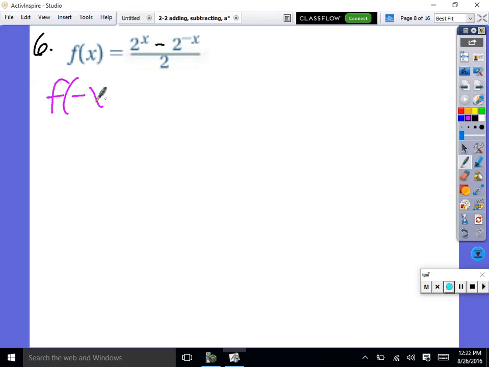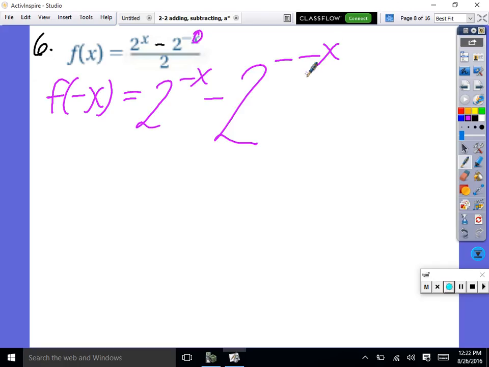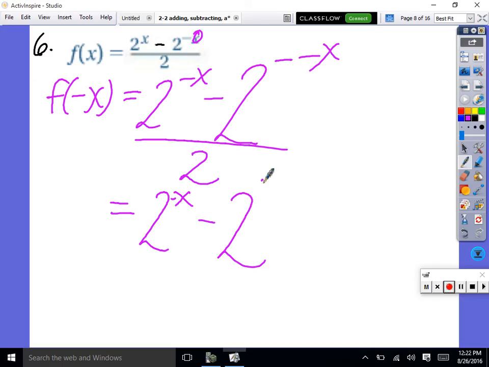So we do that by plugging in -x. We have 2 raised to the -x minus 2, and then we have our -x, and are we substituting in -x right there? Does everybody see what I'm doing? Substituting in -x wherever there's an x. And then that's all over 2. So we have 2 to the -x still. And then minus 2 to the positive x, right? A negative minus a negative is positive. Is everybody comfortable? All over 2.